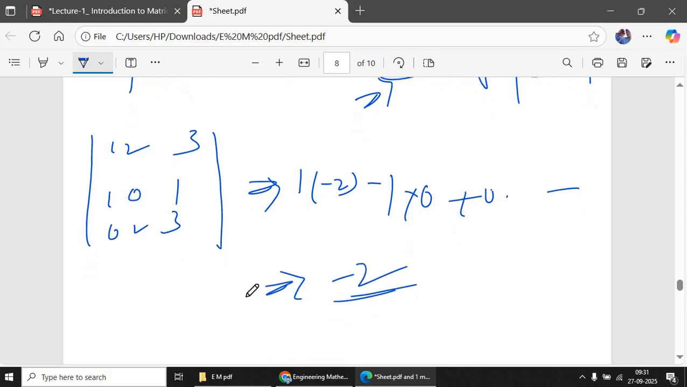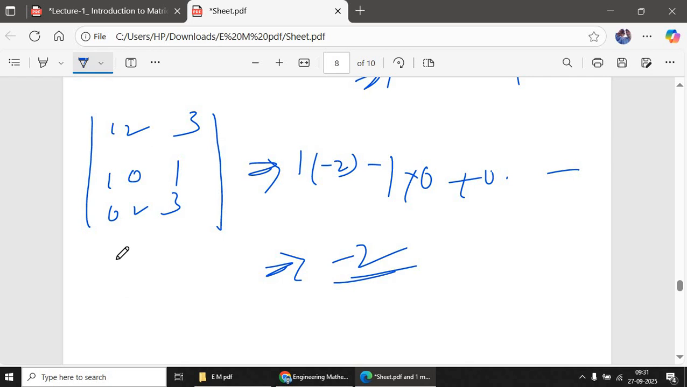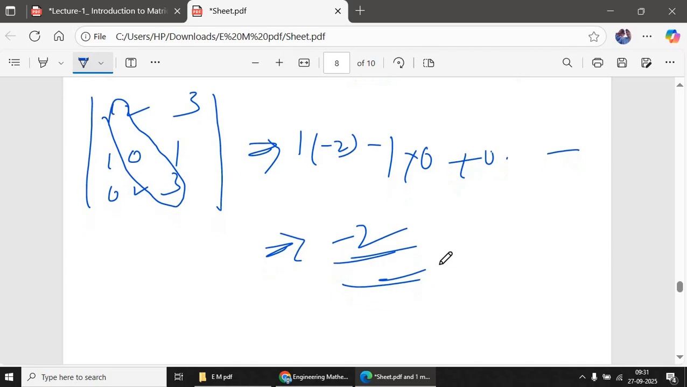Okay. And similarly, when you are having an upper triangular matrix or lower triangular matrix, some properties will be there: just the multiplication of the diagonals will be the determinant. Those things you can refer to in your books also. Okay.